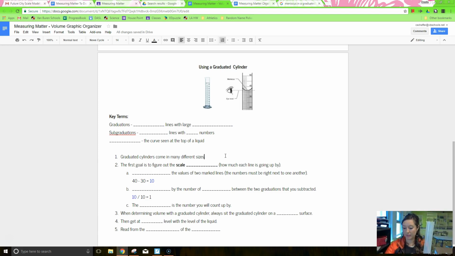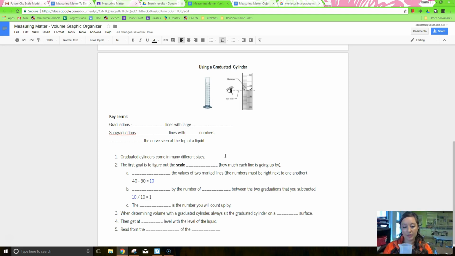Then compared to this one, we can go really, really tiny. This would only hold 10 milliliters. And then I have some other ones kind of filling in here. This is holding 50, and then this one is holding 100. So you can see many different sizes.